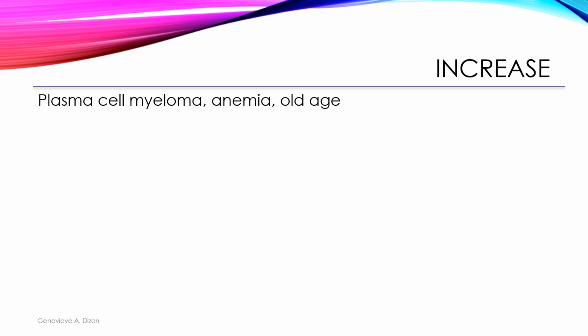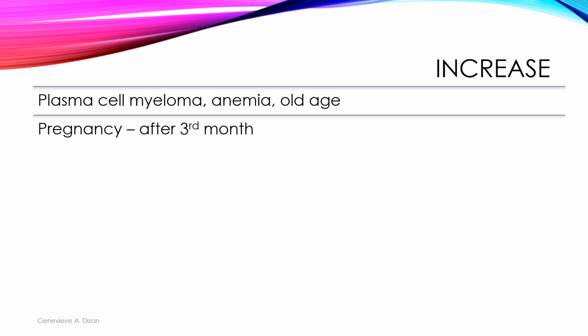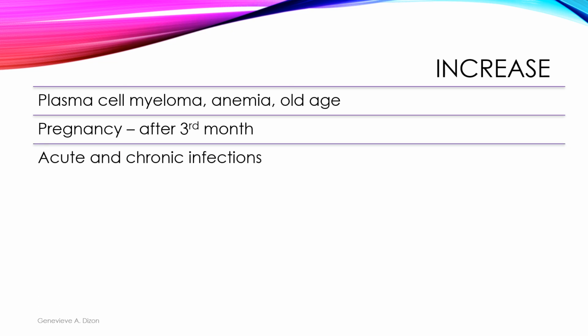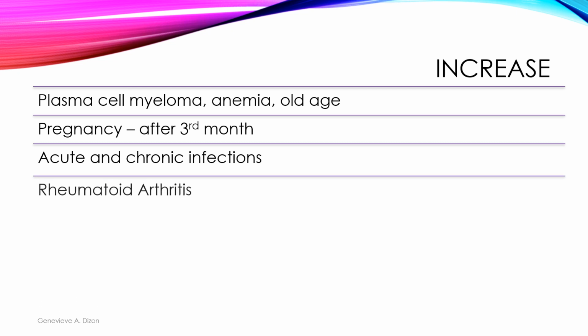To summarize, these are the following conditions that can cause an increase in ESR values. Tumors like plasma cell myeloma can increase ESR. Anemia and old age were explained earlier on how they can cause an increase in ESR. Pregnancy after the 3rd month usually increases ESR. Infections, acute and chronic, may also increase ESR.